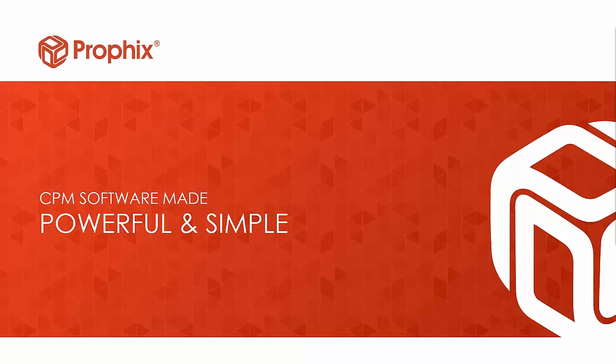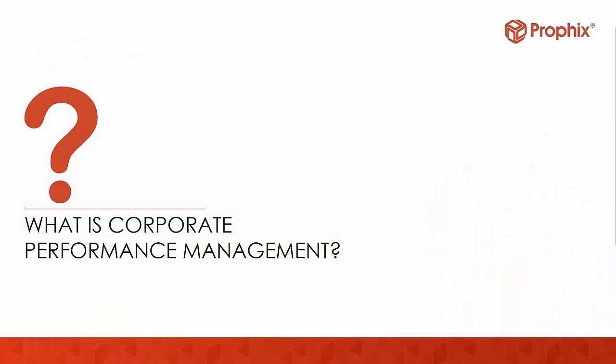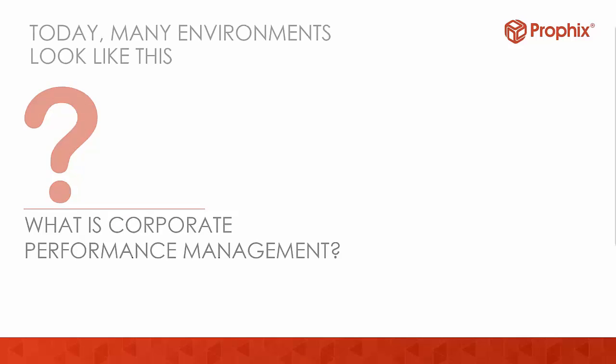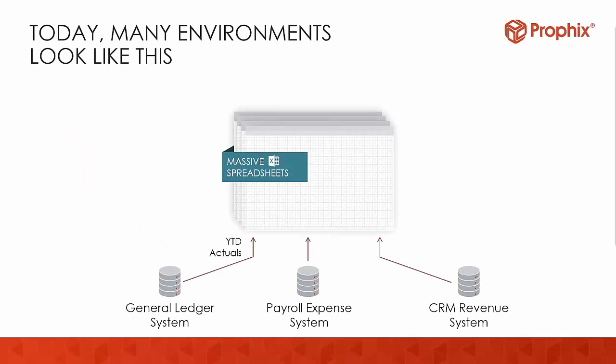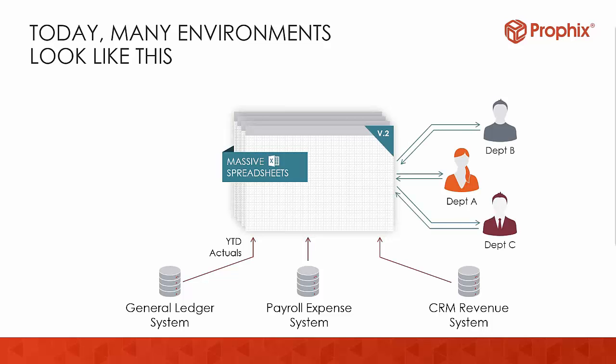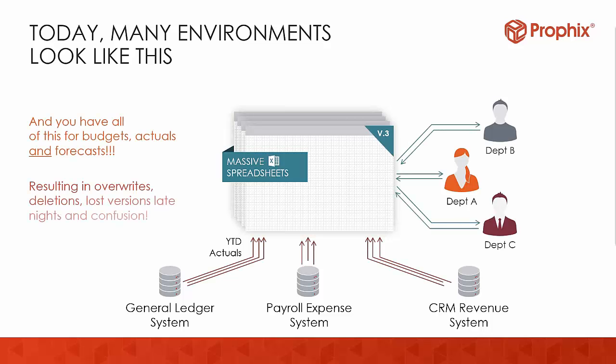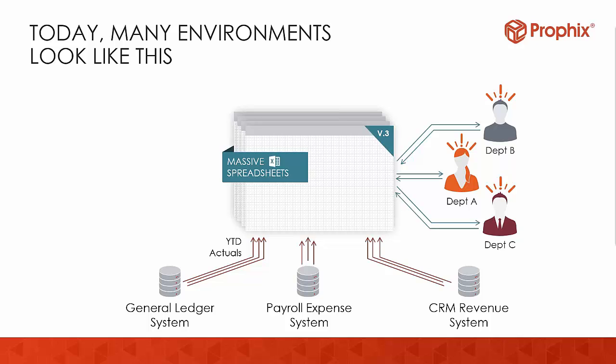So generally, what I want to do is just start off with what is corporate performance management. So at a very, very high level, many of your environments today look like this. You have different source systems. You have different streams of information that you're pulling into Excel manually. And then you have your different users. Each department owner, each cost center, functional area, they all have to pull information and save information back into Excel.